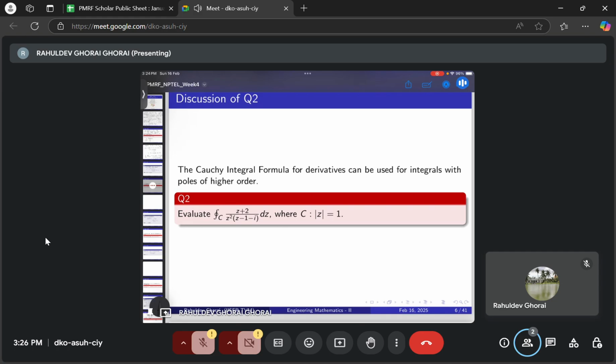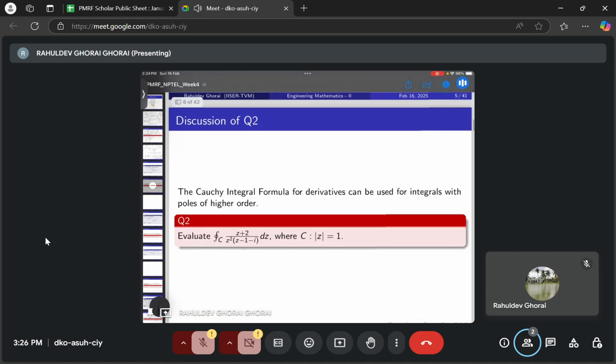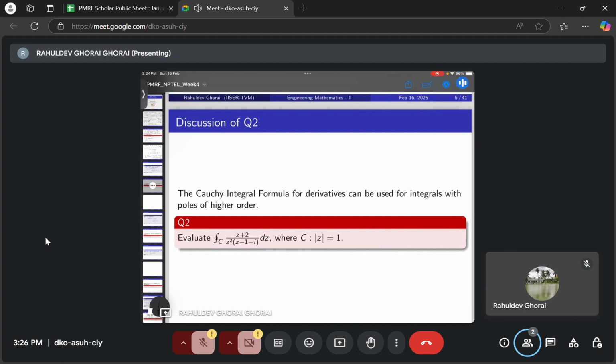So how to do this one? What are the things we have seen? What are the formulas we have learned? So try to use those formulas. So I have said this is the Cauchy integral formula. What does the Cauchy integral formula say?